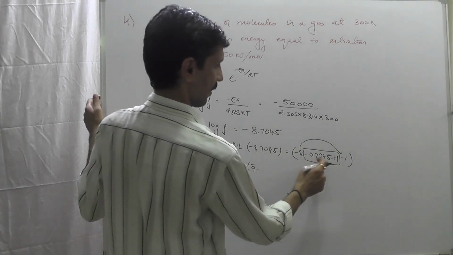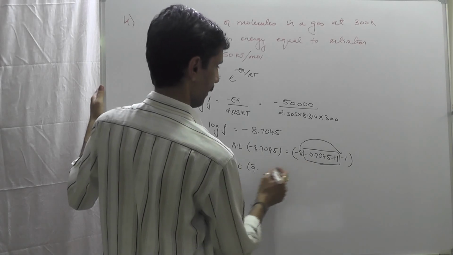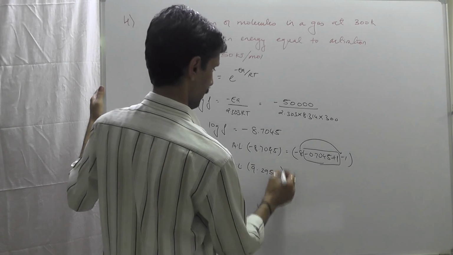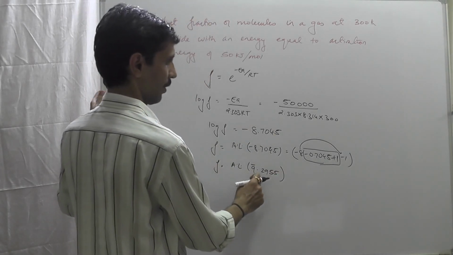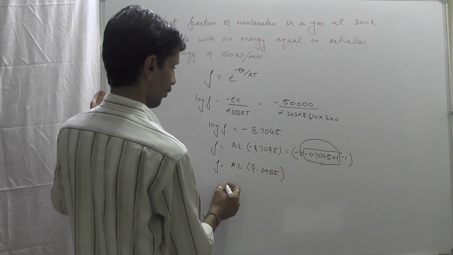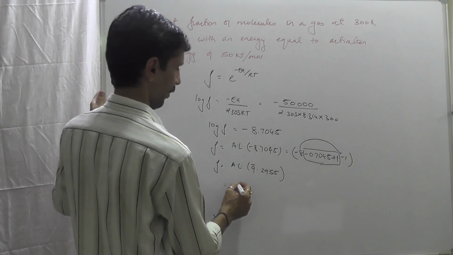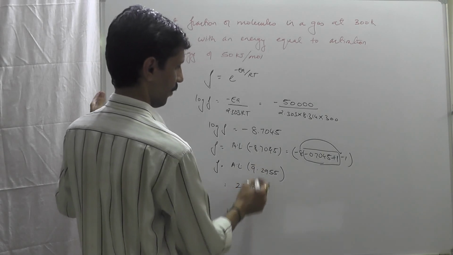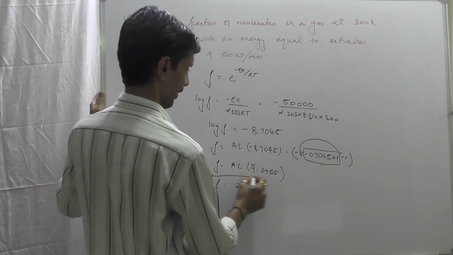Okay, 1 minus of 0.7045, so that means it will be nothing but 0.2955. Okay, F is equal to anti-log of bar 9.2955. So that is nothing but equal to the anti-log of 2955 is going to be nothing but 2 into 10 raised to the power of the characteristic, that is -9. So this is what the answer that we get.